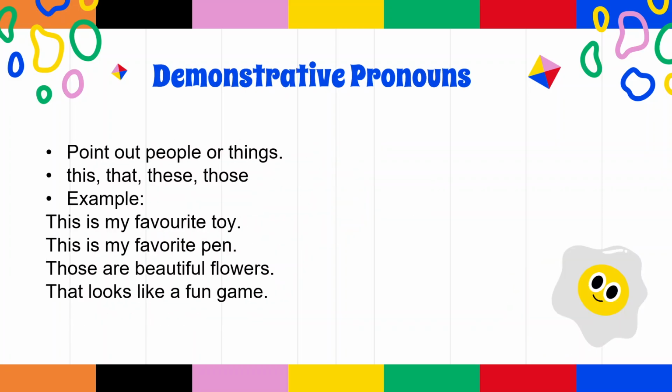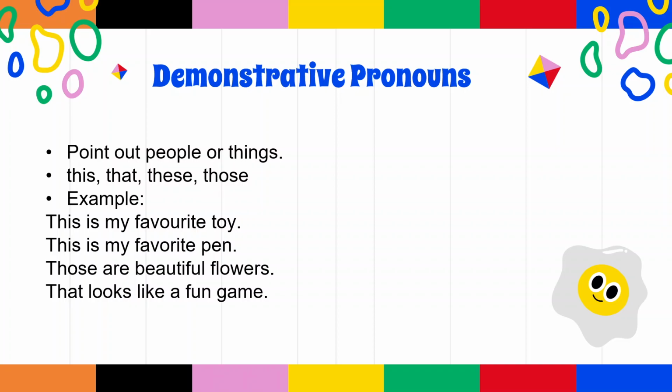Now we will look at demonstrative pronouns. So like I told you, demonstrative pronouns point out to people or things. For example, this, that, these, those. For example, this is my favorite toy. So here this is the demonstrative pronoun. This is my favorite pen. So this is the demonstrative pronoun.